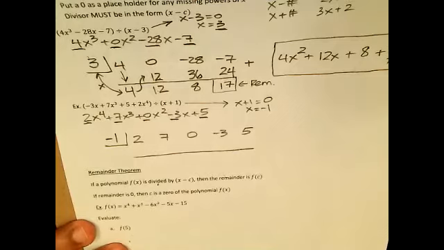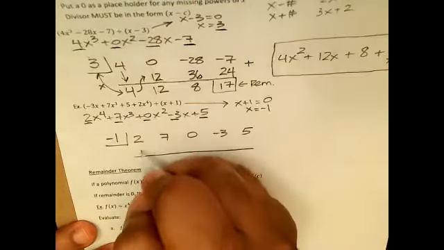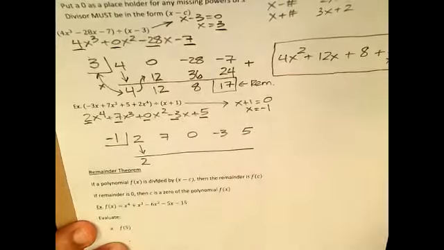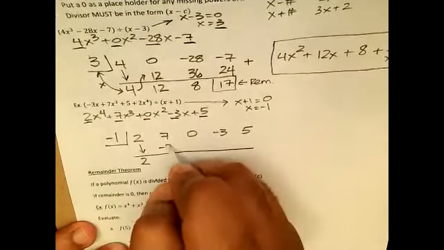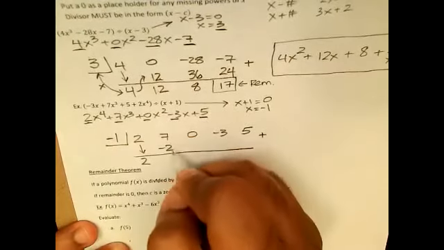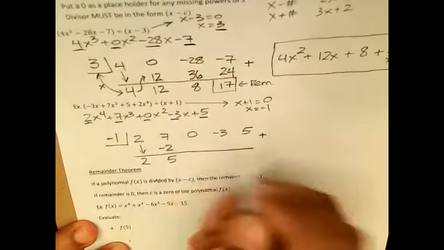Now we're ready to go with our synthetic division. First, I'm going to bring the 2 down. Now I'm going to multiply 2 times -1, which gives me -2. And then I'm going to add these numbers. So 7 minus 2 is 5.